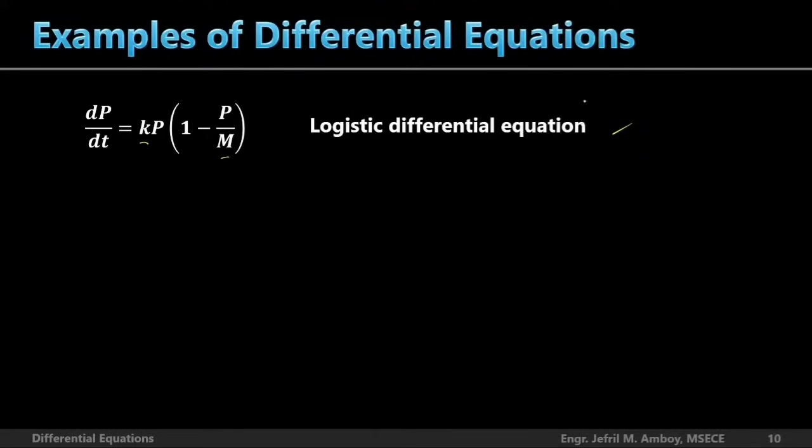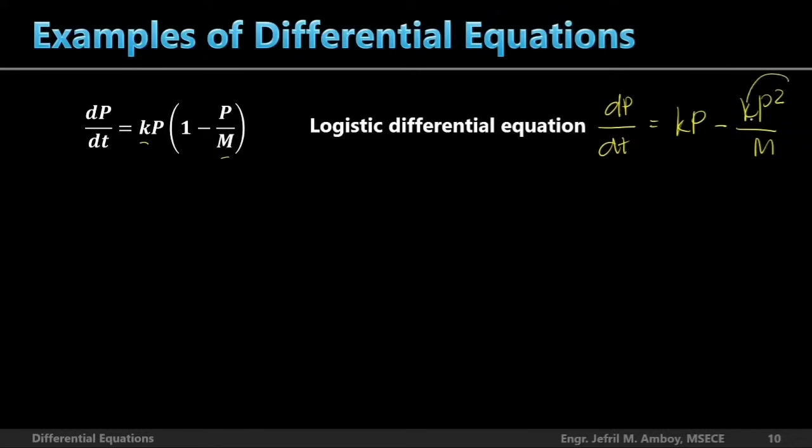Okay, logistic differential equation. And this differential equation can be classified as either linear or nonlinear. Okay, can you guess if this equation is linear or nonlinear? Of course, this is first order, first degree. But is this equation linear or nonlinear? Okay, so here, the dependent variable is P. Imumultiply mo daw siya dito sa term na ito. So kapag yung KP, minultiply mo sa 1, KP pa rin siya. Pero kapag itong KP, minultiply mo dito, magkakaroon ka ngayon ng: dP over dt equals KP minus KP squared over M.